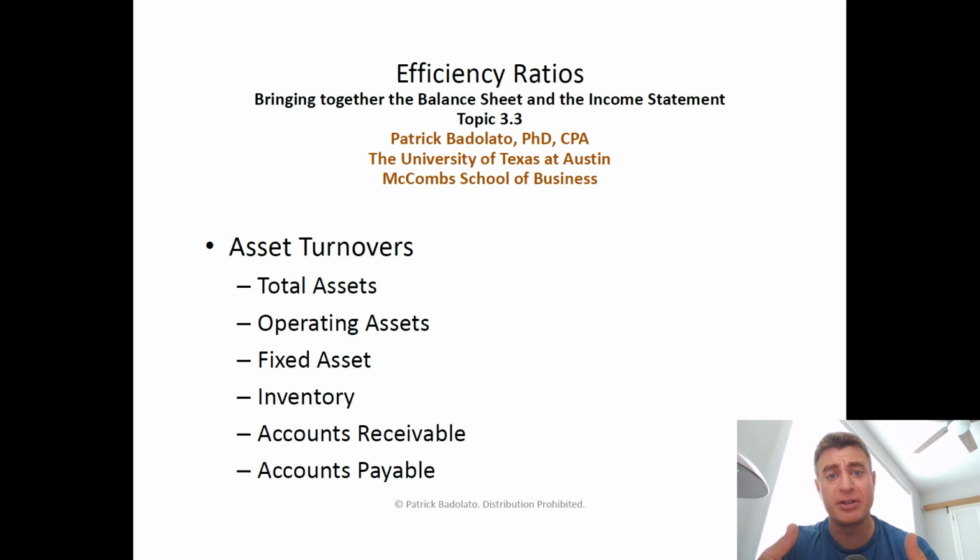So take our total assets in the denominator, average total assets, and divide that into revenue. If it's 12, that means each dollar of assets generates $12 of revenue, or the dollar of asset is used 12 times to generate revenue during each year or each period.